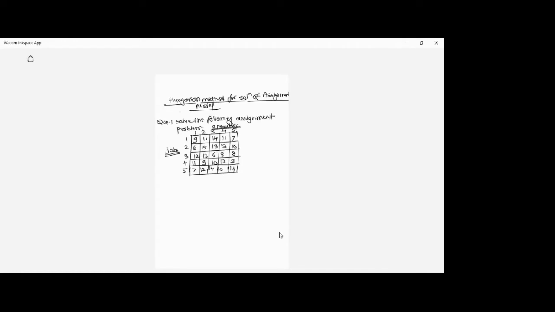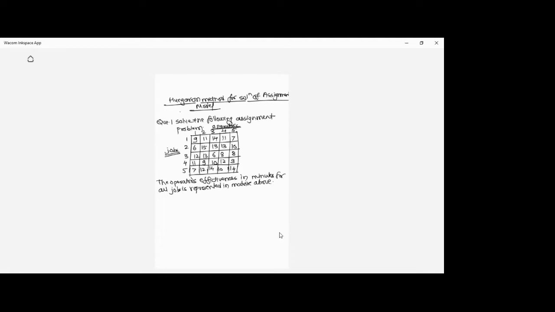So now let me write that as well. The operator's effectiveness in minutes for all jobs is represented in the matrix above. Okay. So they have told us to solve the following assignment problem.